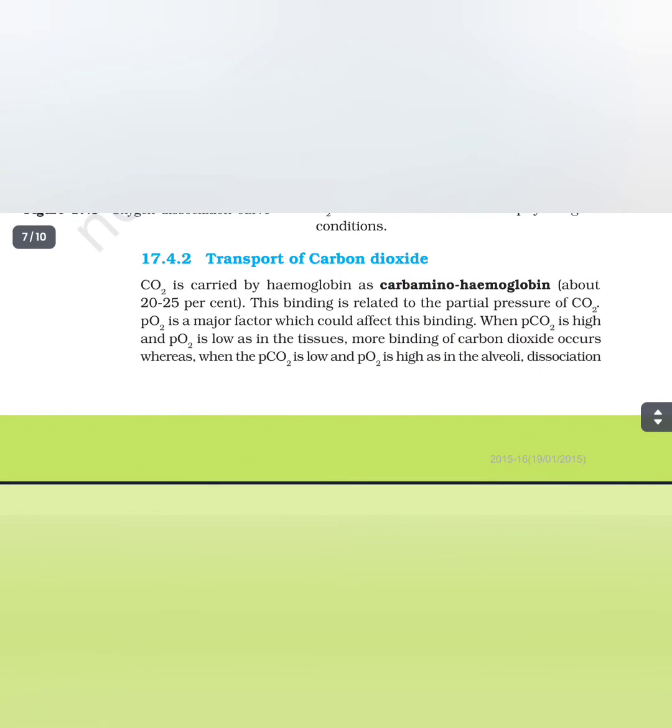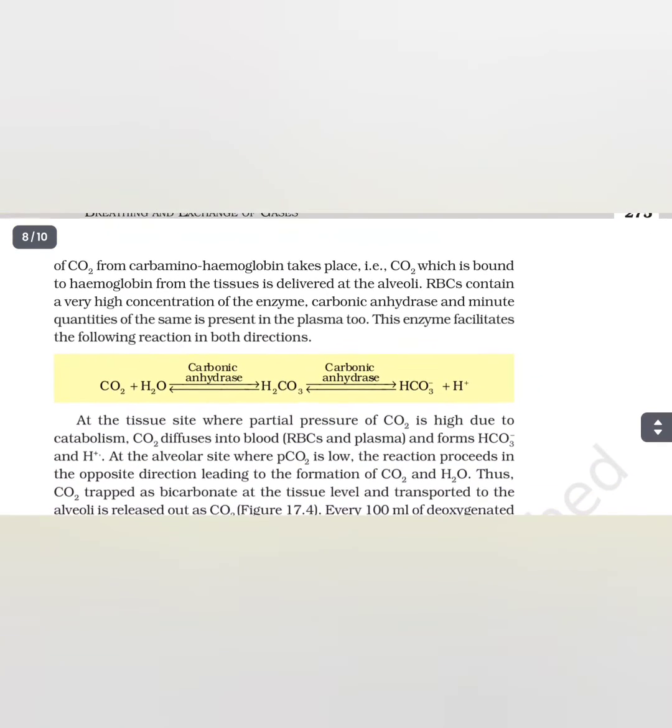Transport of carbon dioxide. CO2 is carried by hemoglobin as carbaminohemoglobin, about 20 to 25%. This binding is related to the partial pressure of CO2. PO2 is a major factor which could affect this binding. When PCO2 is high and PO2 is low, as in the tissues, more binding of carbon dioxide occurs, whereas when the PCO2 is low and PO2 is high, as in the alveoli, dissociation of CO2 from carbaminohemoglobin takes place. That is, CO2 which is bound to hemoglobin from the tissues is delivered at the alveoli.